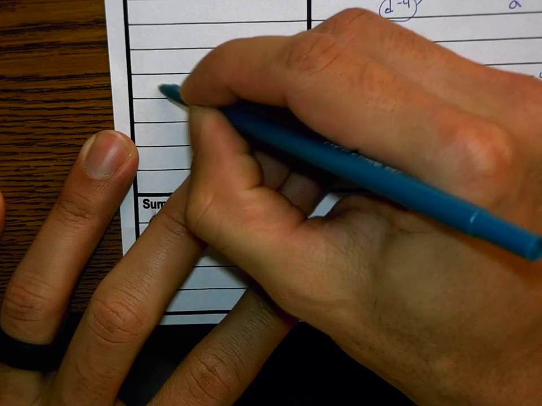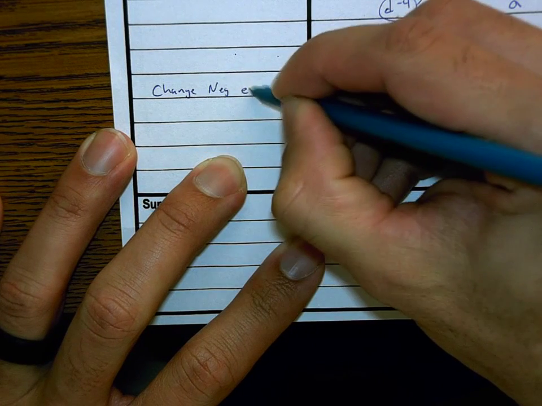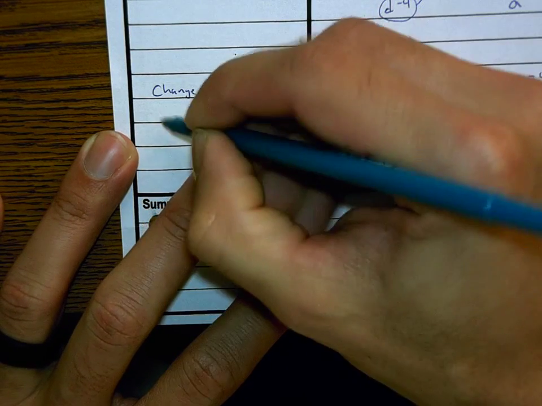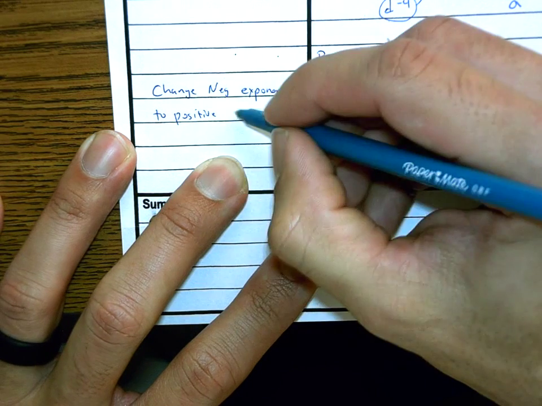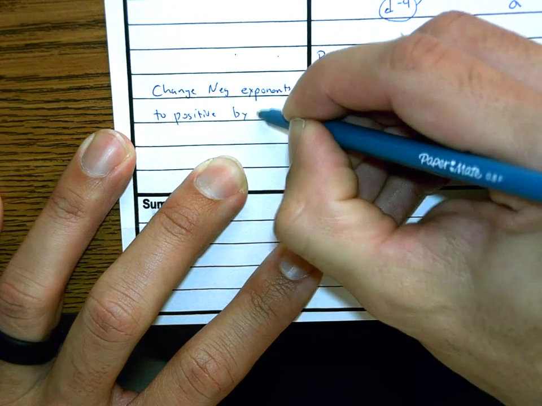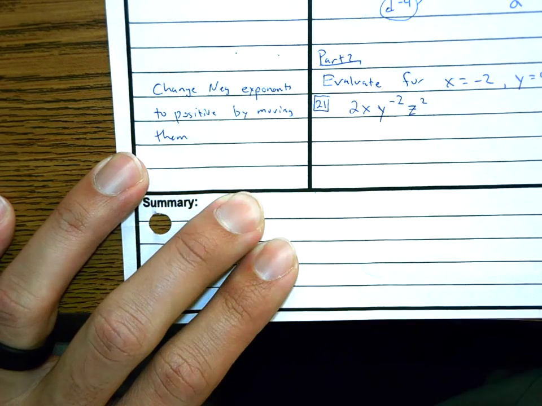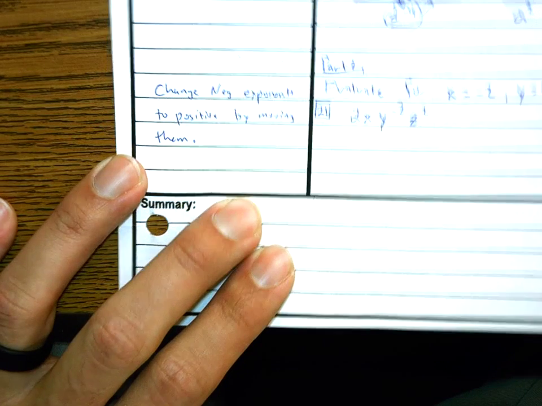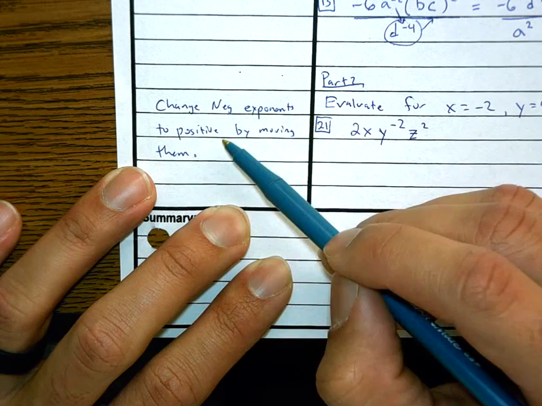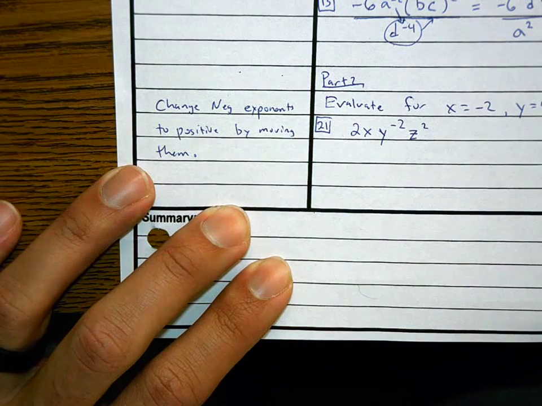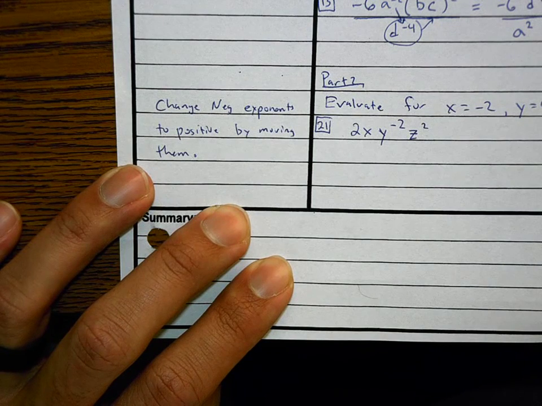I'm going to write that off to the side. Change negative exponents to positive by moving them. Let me make sure you can read that. Change negative exponents to positive by moving them. That's the very first thing that I recommend you do.